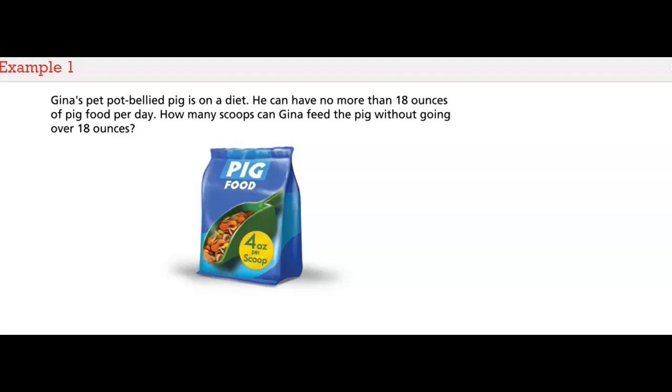Gina's pet pot-bellied pig is on a diet. It can have no more than 18 ounces of pig food per day. The bag's label says that each scoop holds 4 ounces of food. How many scoops can Gina feed the pig without going over 18 ounces?